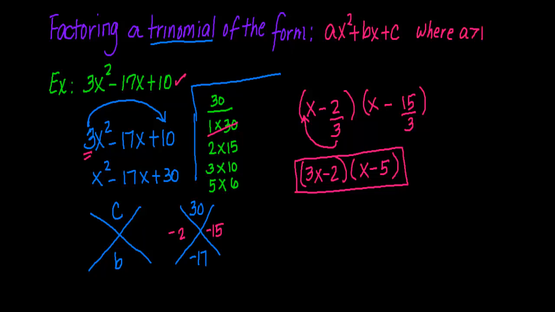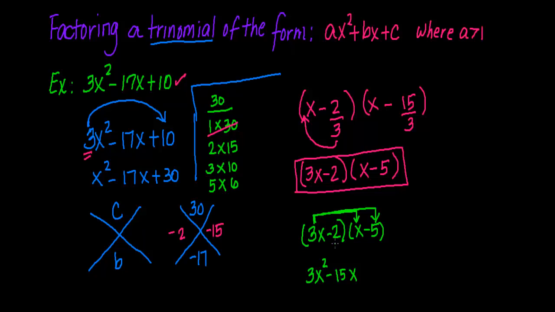And you can always go and check. I'm going to rewrite it here so that I can check my work. And it's a good idea to check if you have the time, because checking will tell you if you definitely have the right answer. So how do we check? We do FOIL. We take the first term and we multiply it by the first term in the other parentheses. So 3x times x, 3x squared. Then we take that same term and we multiply it by the second one. So 3x times negative 5, that makes negative 15x.